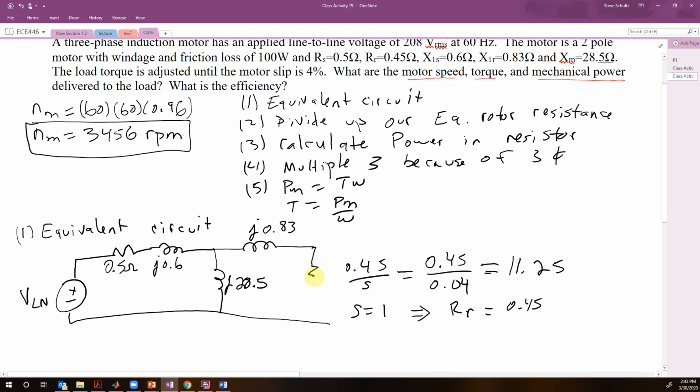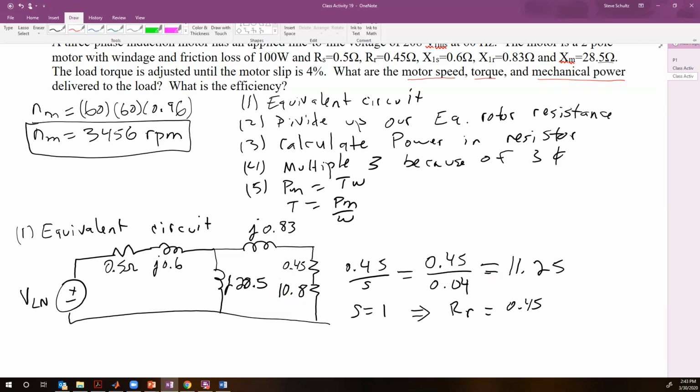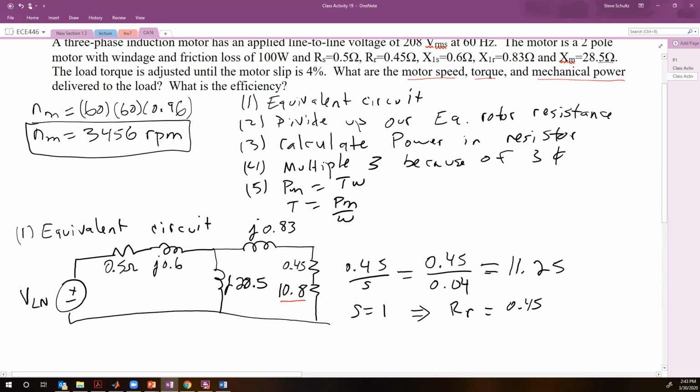So what we're going to do is take this resistor and break it down into two resistors. Okay, so then this one is going to be 0.45, and then this part is going to be whatever is left. So this is going to be the 11.25 minus the 0.45, which is equal to 10.8 ohms. Okay, so now we have to figure out how much power is getting consumed in this resistor right here.